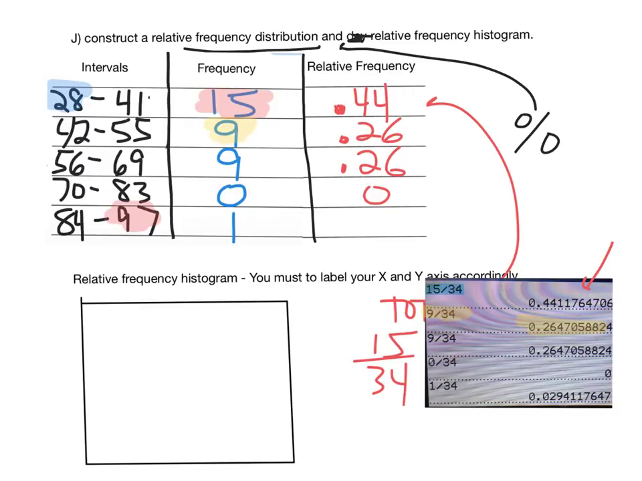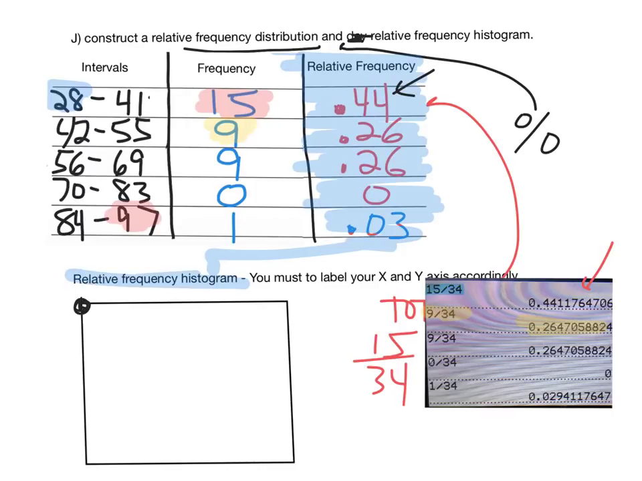of data. Here our last interval, 0.029, so 0.03. What we want to now do is set up a relative frequency histogram, which is the picture version of this relative frequency distribution that we just established. So here the biggest relative frequency I see is 0.44.